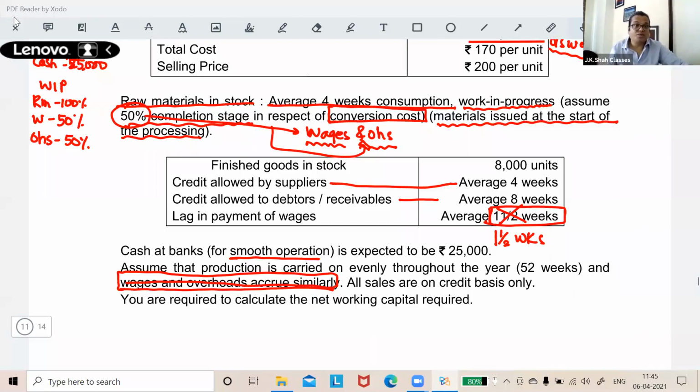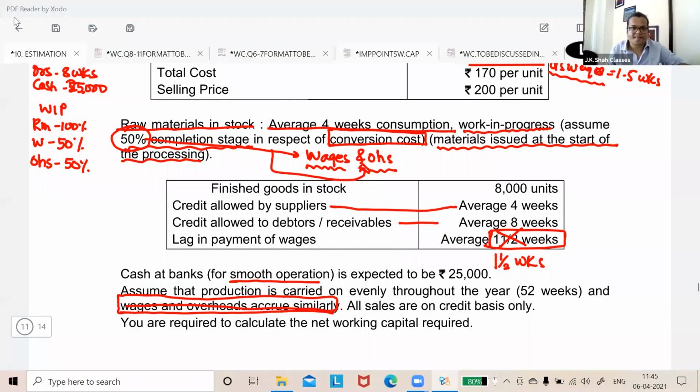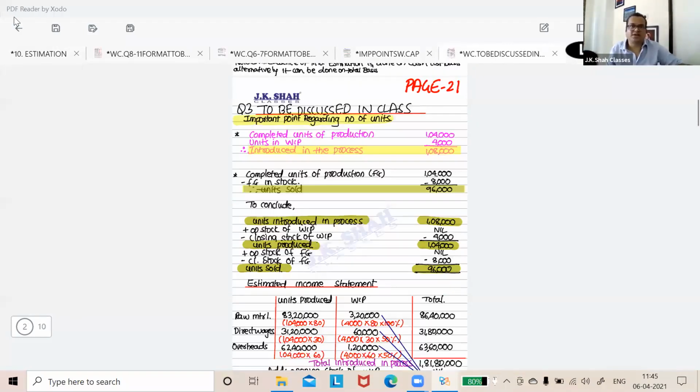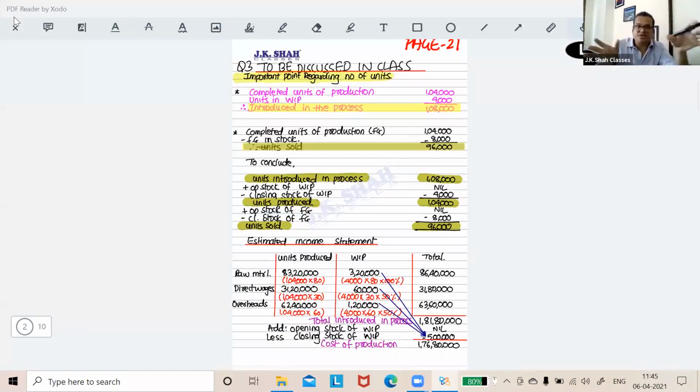So now, I'm going to discuss this with you guys. Question number 3 to be discussed in class. Important point regarding number of units. See, what is that important point? Completed units of production, how much? 1,04,000. This point we discussed orally, right? Units in WIP, how much? 4,000.